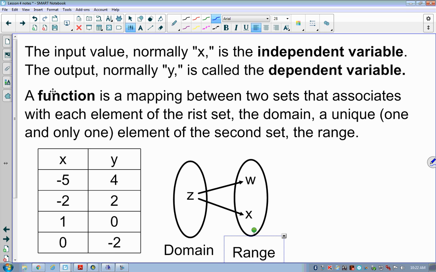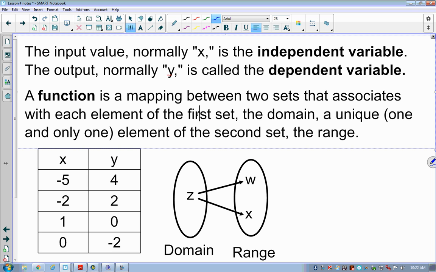It is based upon the input. So a function is a mapping between those two sets, between the input and the output, that associates with each element of the, what on earth did I write? Of the wrist set? That doesn't seem right. Let's fix that. I have slight dyslexia, I guess. Whenever it comes to typing, sometimes the things don't come out right. So a function is a mapping between the two sets. It associates each element of the first set, the domain, a unique, one and only one element of the second set, the range.